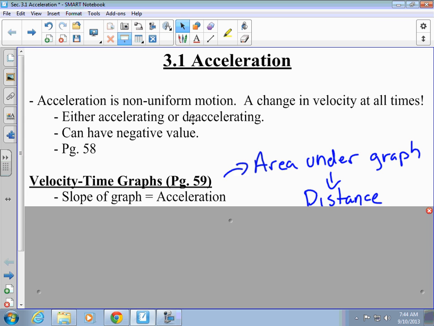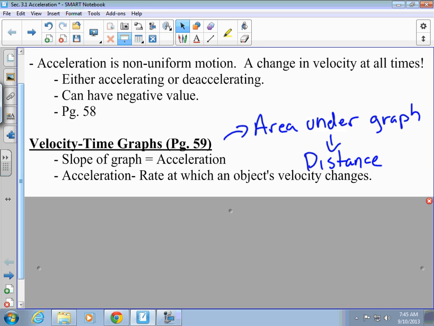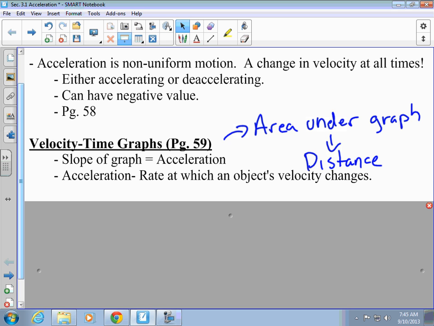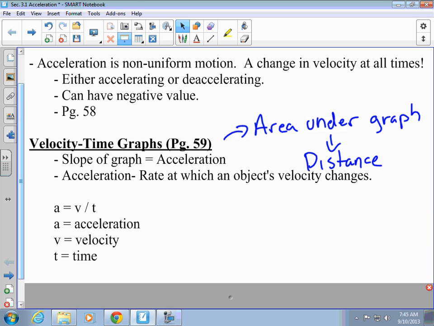So there are lots of pieces of information a VT graph tells us. It tells us a little bit more than just a simple PT graph. As we talked about, acceleration is the rate at which velocity changes, and it can be accelerating or decelerating. If we write it as an equation, and remember in 2.4 I said it might be a good idea to make a note card, well, here's a big equation.